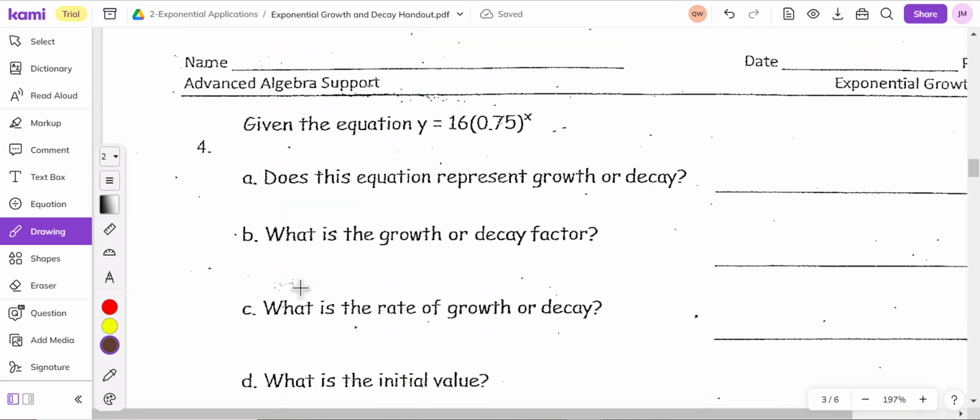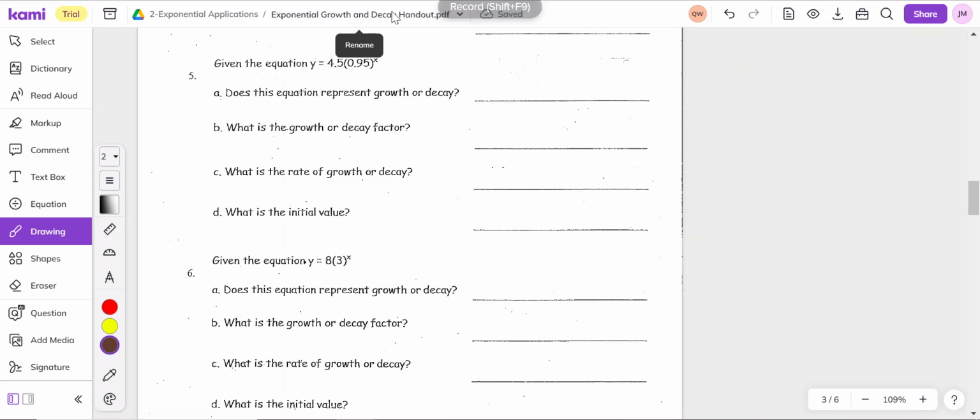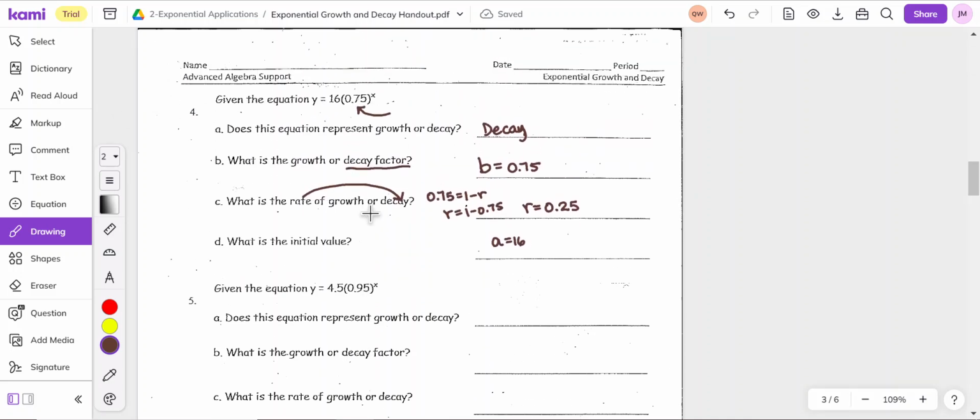Where's your pass? So I thought I was recording.